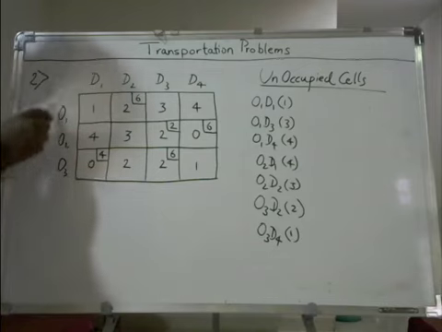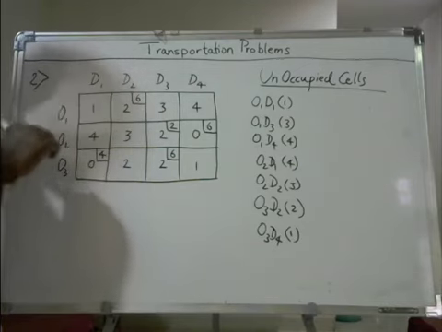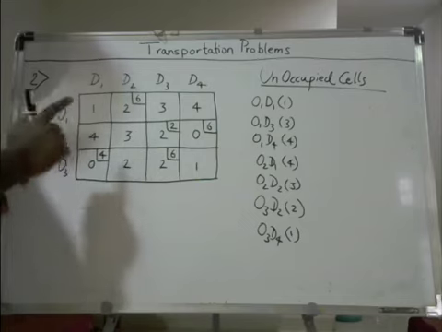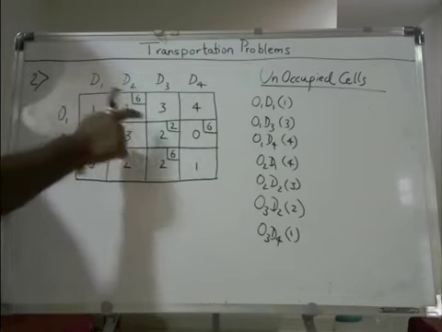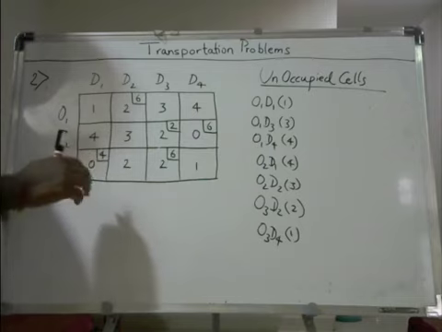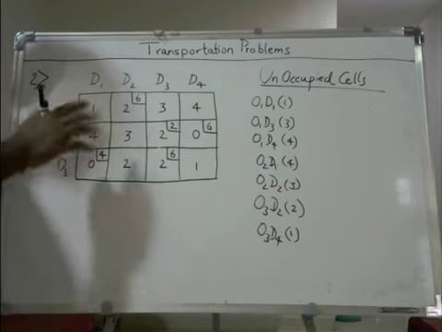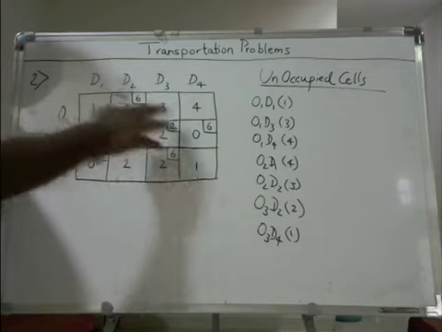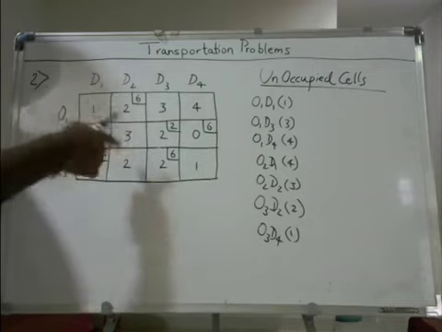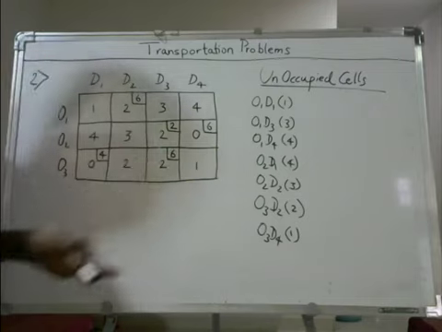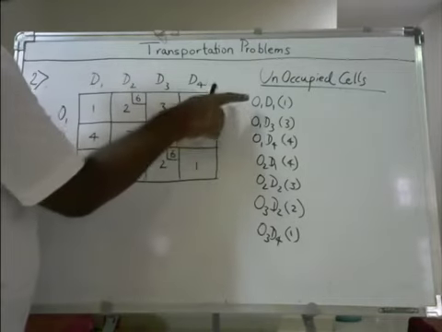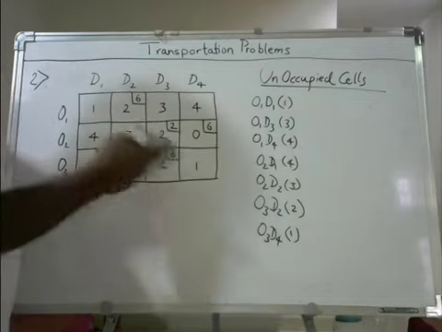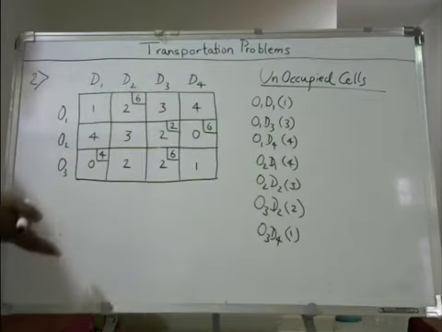So basically we have a 3 by 4 matrix, which is 12 cells. Out of these 12 cells, 5 are occupied, 1, 2, 3, 4, 5. So the remaining 7 should be unoccupied. Let us see, 1, 2, 3, 4, 5, 6, 7. 7 are unoccupied and 5 are occupied, so the total is 12 cells.